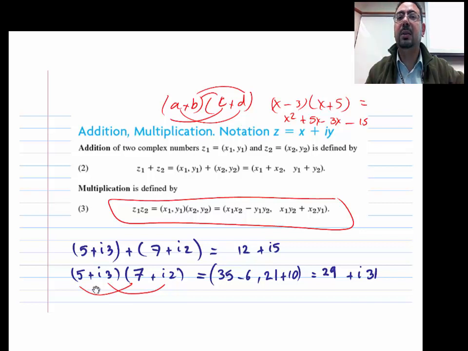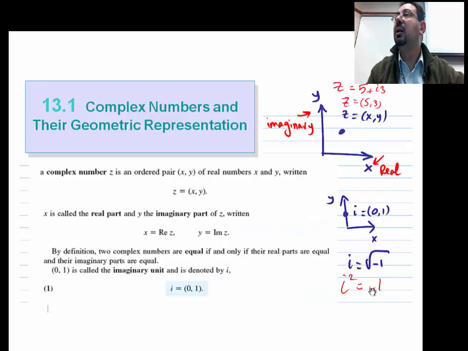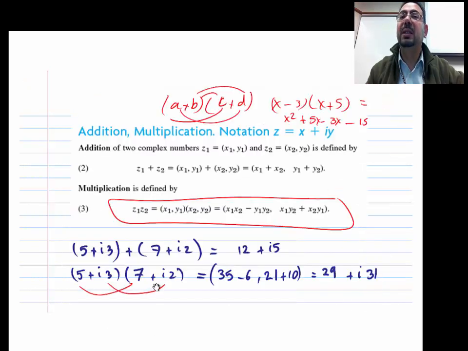we'll just treat them like this, right? So 5 and 7, 35. But when you multiply this and this, 3i times 2i, you get 6 i squared. And i squared is negative 1. So this and this become a real number: 35 minus 6.